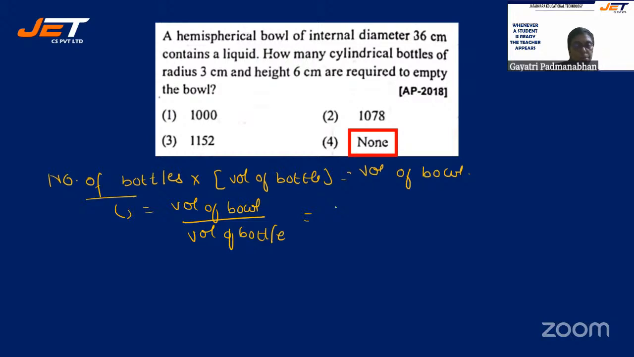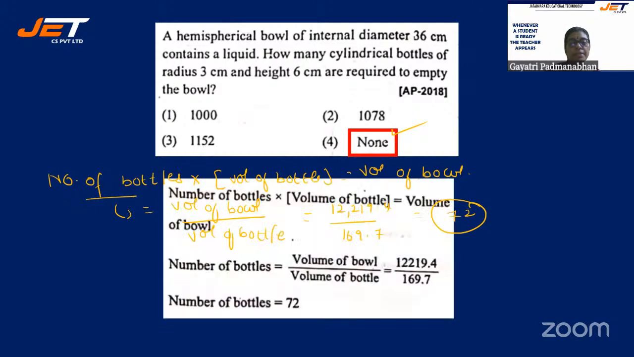Yes, students. So what is the volume of bowl? Volume of bowl is nothing but 12,219.4. Volume of bottle is 169.7. So if you simplify, you will get the number of bottles to be 72. Right? So you will get it as 72 where you don't have any 72 at all. Therefore, you are choosing the option none. See the next question.